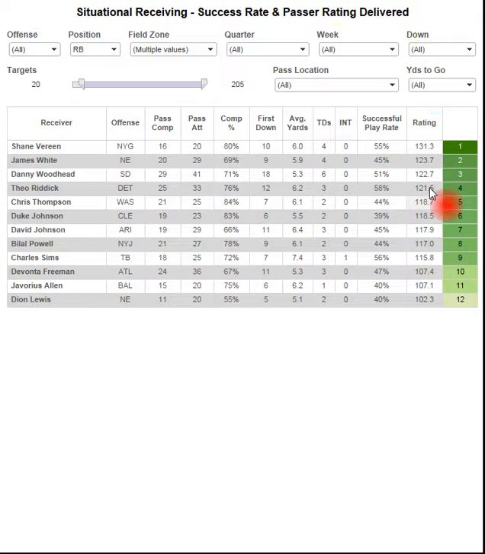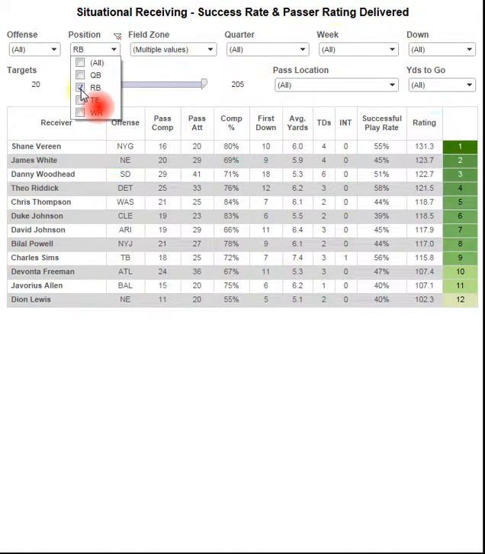And now we can get a good sense of their passer rating that the quarterbacks had when they targeted these players, as well as the successful play rate. And that's going to be obviously different. Some players are going to deliver a more successful rate than others, even though the passer rating could be somewhat similar. And you can obviously filter here.